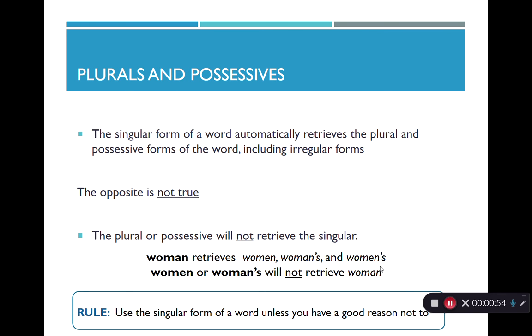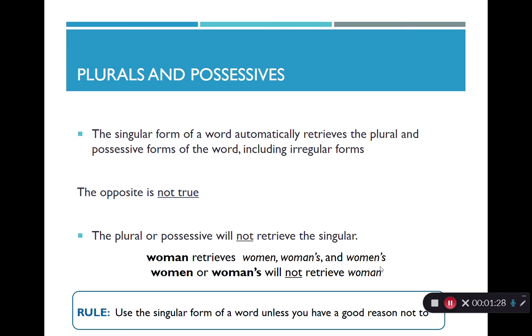You have to think about truncation in connection with plurals. So the singular form of a word automatically retrieves the plural and possessive forms of the word, including the irregular forms. The opposite is not true, however. The plural or possessive will not retrieve the singular. In our example here on the screen, you can see that woman retrieves women, womans, and women's. You don't even have to think about it. But if you make the word plural or possessive, you will not get the singular form of the word woman.